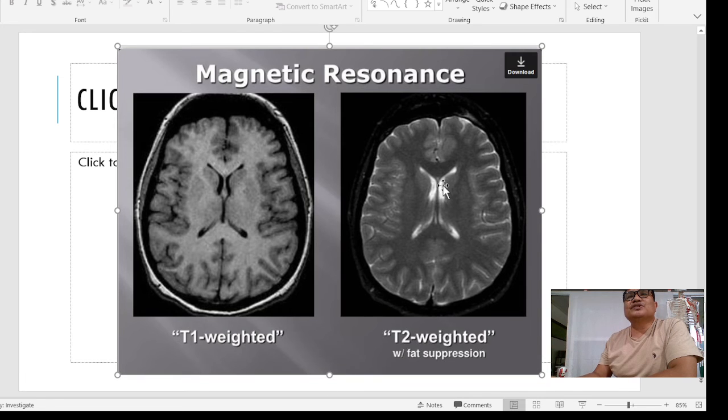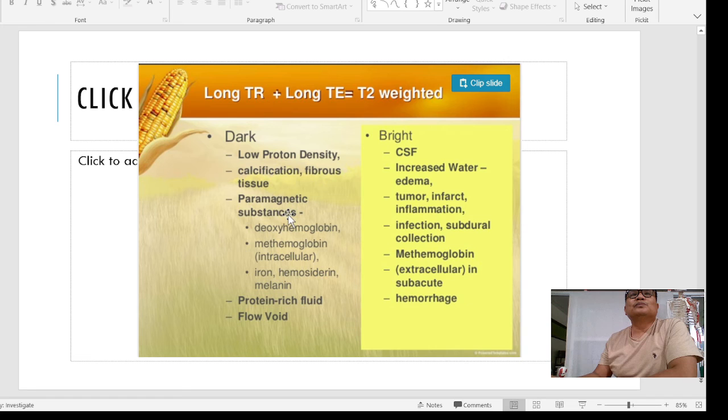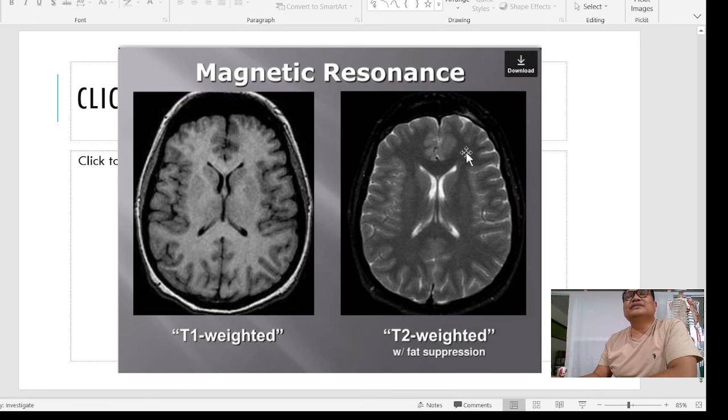So T2, reverse. So here you have now the CSF becomes white. Kanina black. So this is now unsa man ang black sa T2? Ano na to? Unsa man ang black sa T2? Calcification, fibrous, paramagnetic substances. So kana protein rich fluid, fluid void. So black. Kanina these are gray matter, soft tissue. Space.